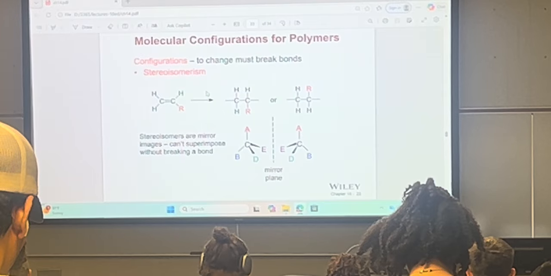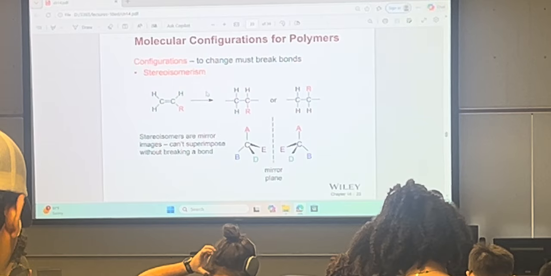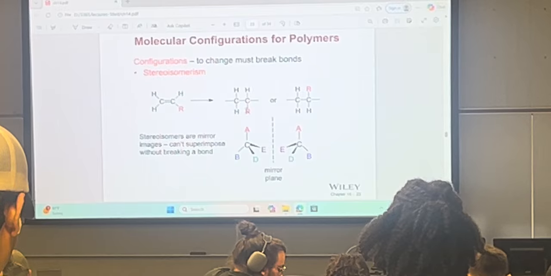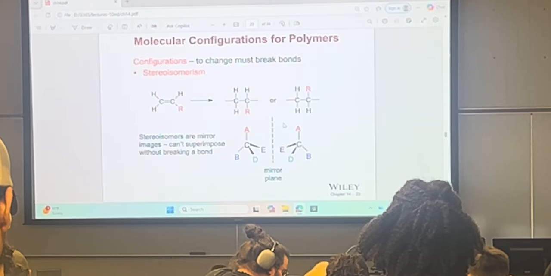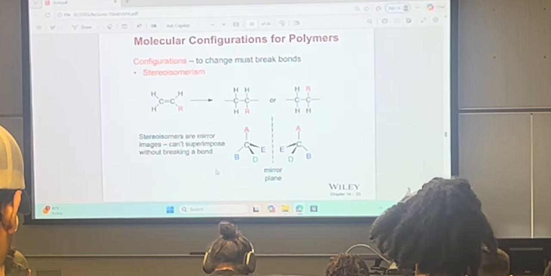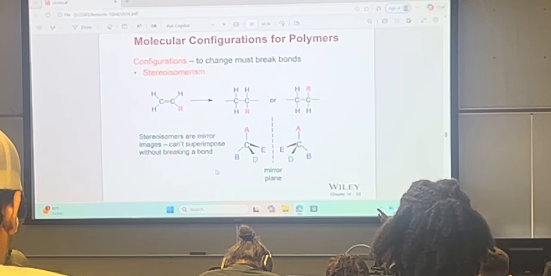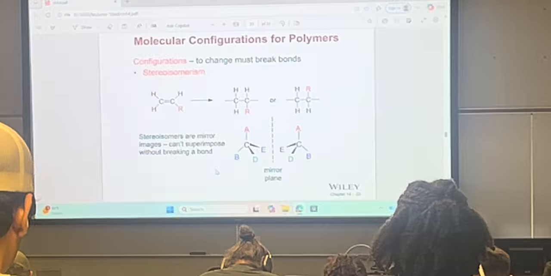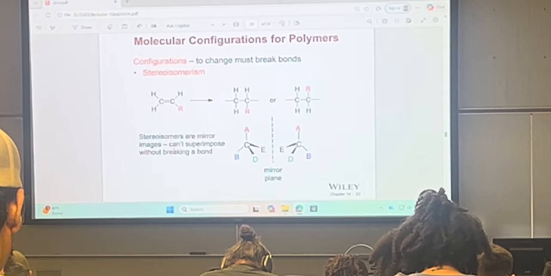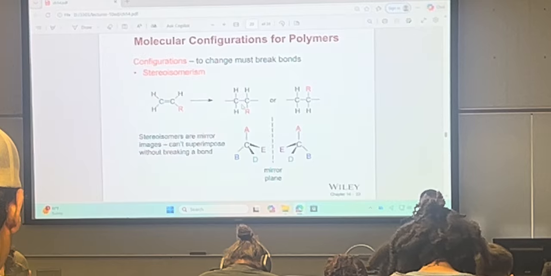And the other one is called stereoisomerism, when you have a mirror image. So here you see a free radical on one side or on the opposite side, like this. When you look at the mirror image of yourself, your right side is on the opposite side. So stereoisomers are mirror images, and you can't superimpose them without breaking the bond. So here's a configuration for the polymer.